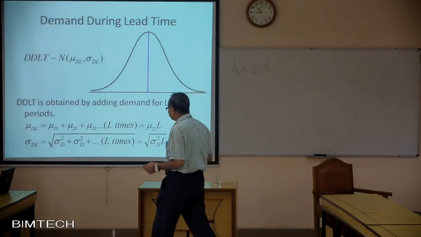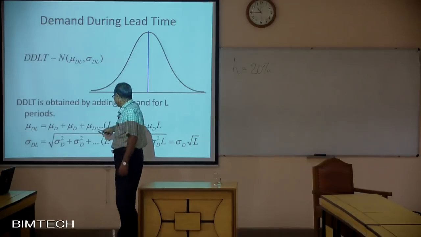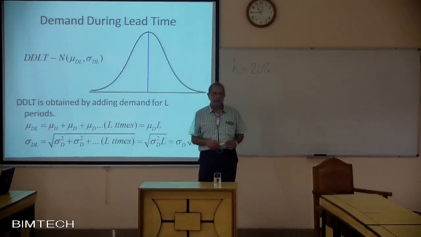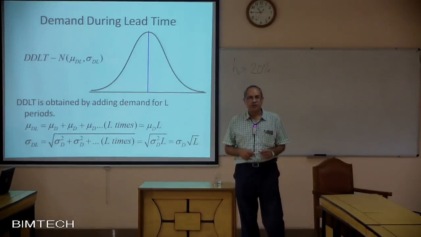And how many means are we combining? You know, mu d, mu d, mu d, mu d, we are combining L periods. So obviously this is mu d times L. What about the standard deviation?